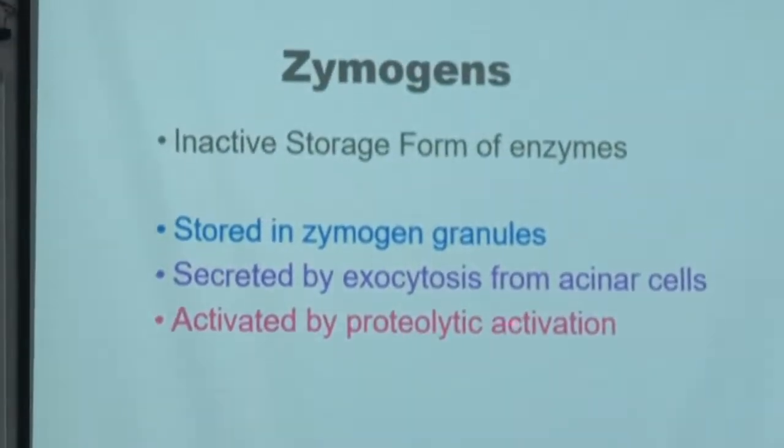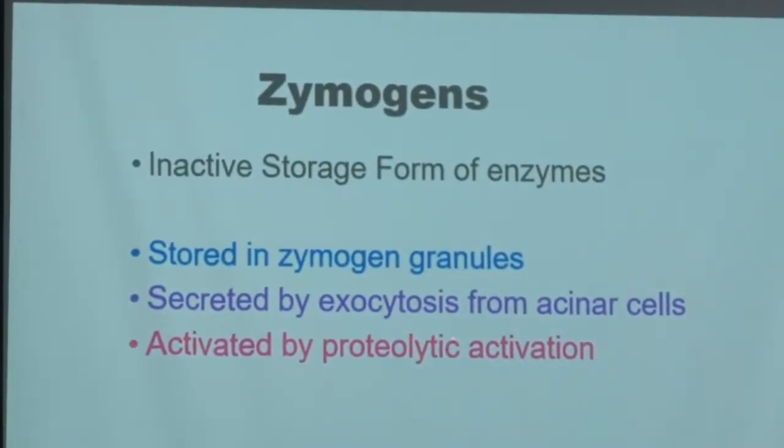Only when it is released from the cell is the site unmasked, by cleavage of some peptide bonds, some amount of peptide chain. So they are produced in zymogen granules, and since it is a granule, when it comes out from the cells, the process is known as exocytosis. And it is activated proteolytically after its release from the cell, while it is in the lumen or in the juice.